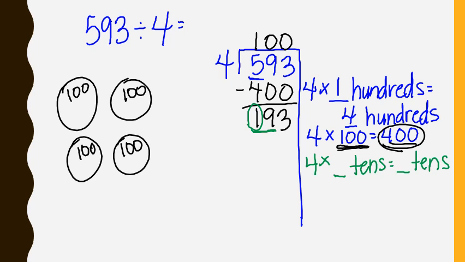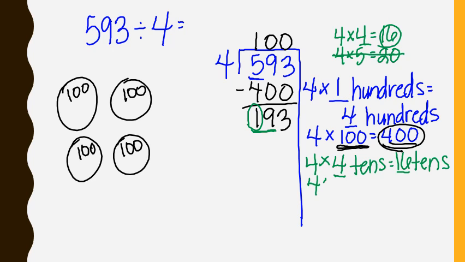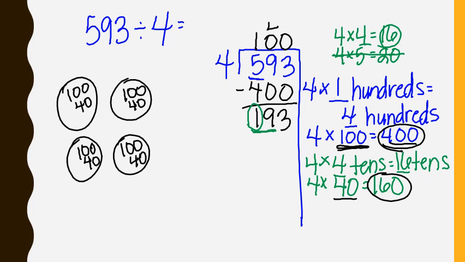So I have to think about my multiples of 4. I know 4 times 4 is 16, and 4 times 5 is 20. But 20 is too much. That's more than 19. But I can go with 16. So 4 times 4 tens would give me 16 tens. If I rewrote this, I would say 4 times 40, my 4 tens, equals 160, my 16 tens. This 160 is what I'm subtracting, and 40 is what goes in each of my 4 groups to give me my 160. So my 40 is part of my quotient, and I'm subtracting 160.